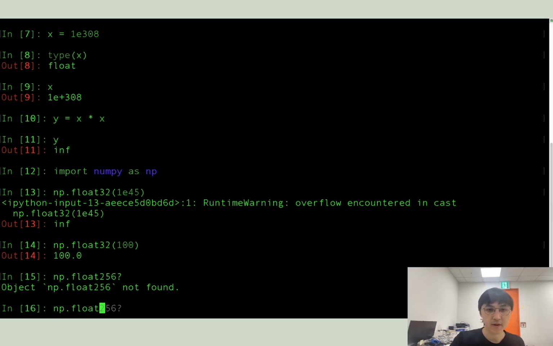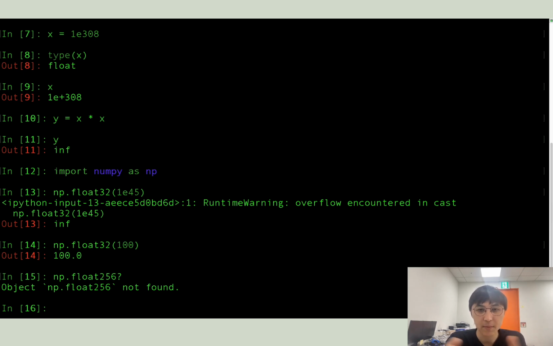So if you use NumPy, or if you use specific precisions, specific float 32 or float 128, by using this, you will solve the problem, and you will not face this kind of problem of overflow and underflow. So that's the basic introduction. So you understood about overflow and underflow.